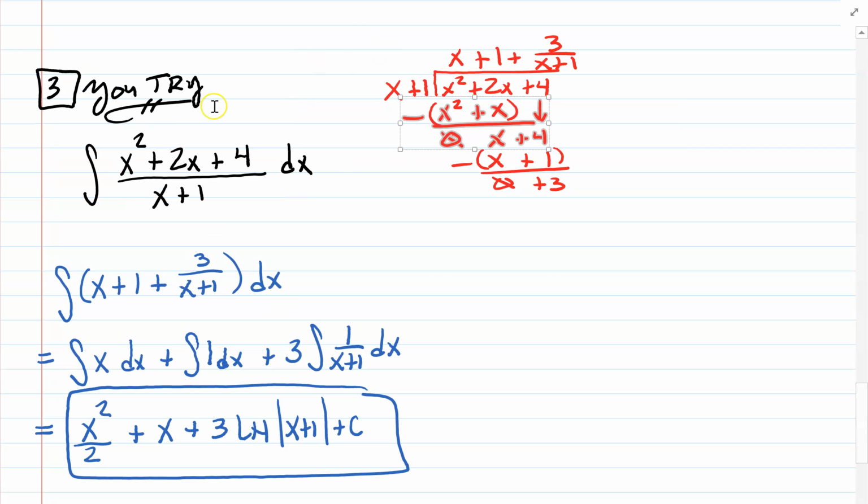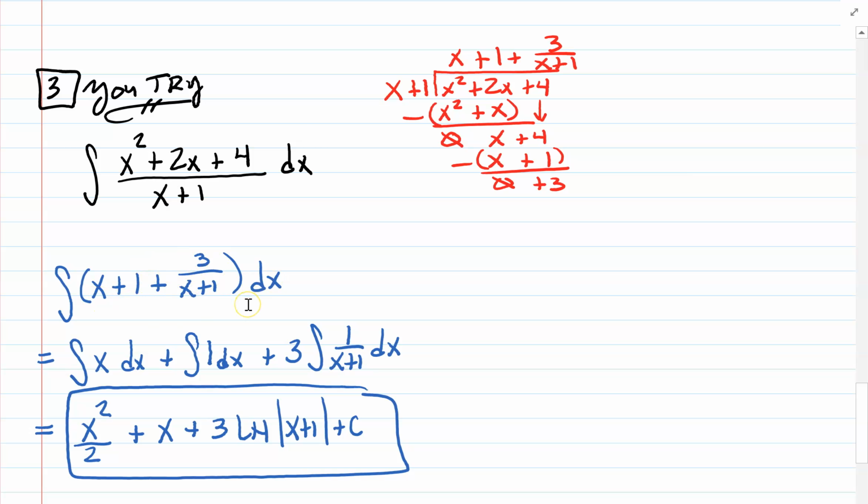Okay, hopefully you got the right answer. The first thing you're going to want to do is your long division, and you should have come up with x plus 1 plus 3. Sorry, 3 is the remainder, but you can write it as 3 over x plus 1, just 3 divided by x plus 1. So now this entire integrand becomes x plus 1 plus 3 over x plus 1 dx.